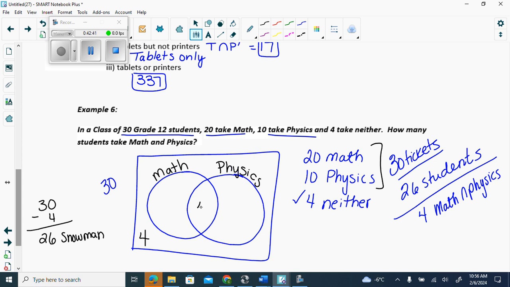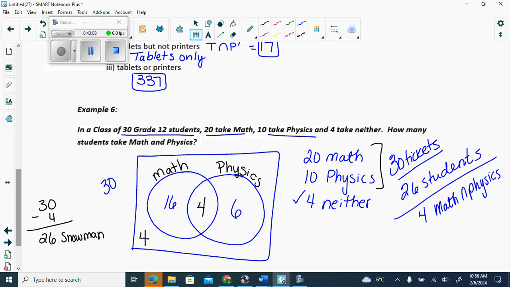So, I put 4 here. There are 4 that are overlapped. So how many took math only? 16. How'd you do that? 20 took math. 4 are already taking math. So that means 16 took math only. Physics, there are 10. There are 4 already taking physics. So that means there are 6 taking physics.